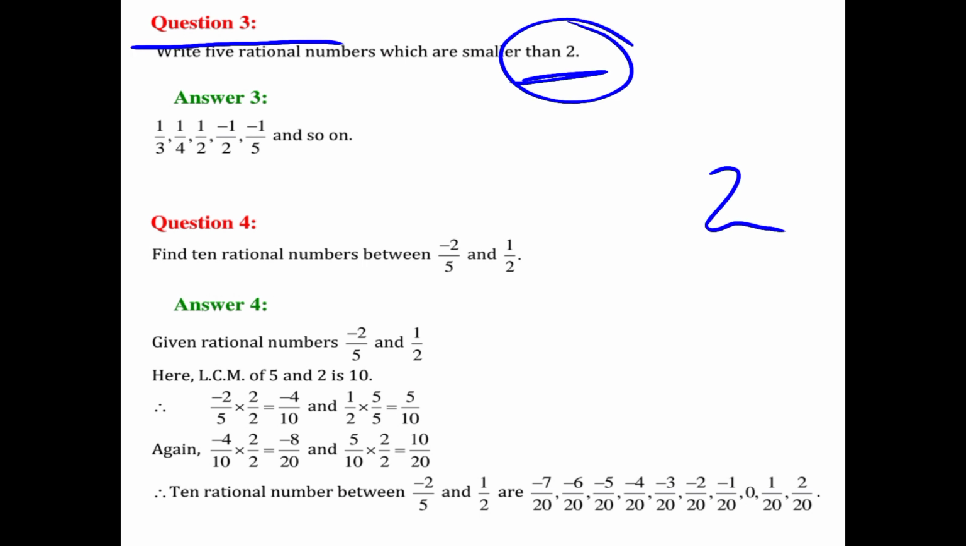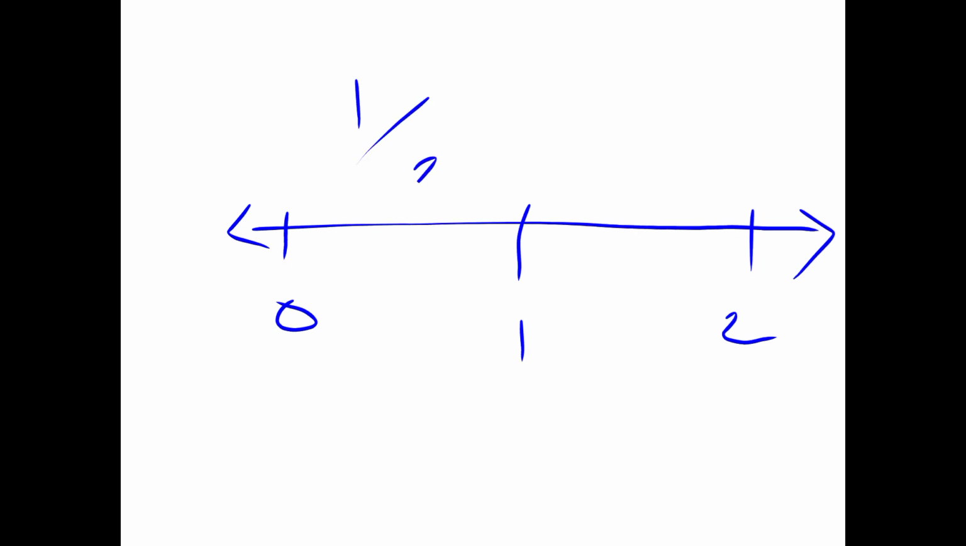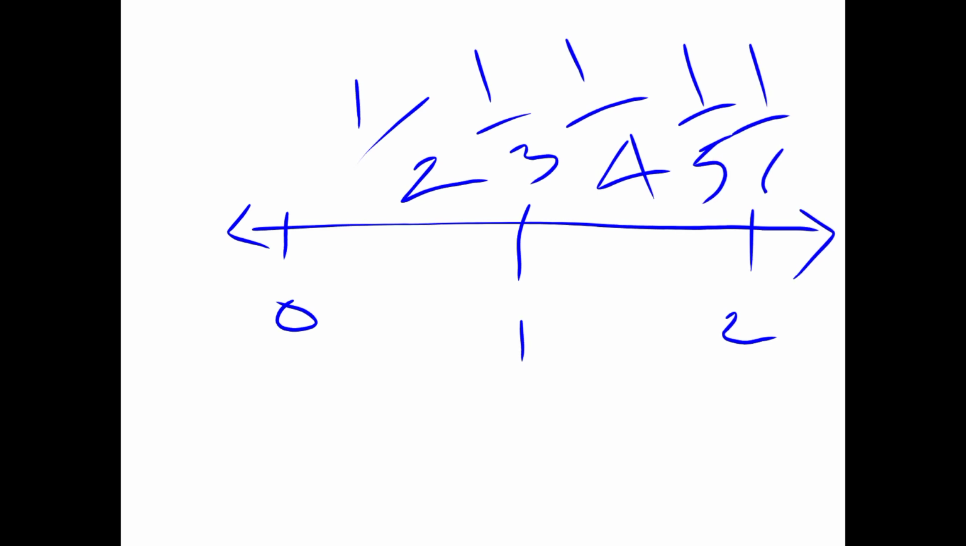This is 2, for example, and we can solve this using a number line, right? For example, this is 0, this is 1, and this is 2. So we have to find 5 rational numbers smaller than 2. Numbers smaller than 2 would be like, say for example, 1 by 2, 1 by 3, 1 by 4, 1 by 5, 1 by 6, right?